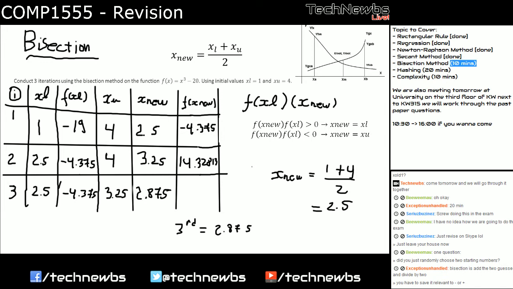Let me just try and... Okay, so it's not that bad. You see the value you get for fx new. This one. You times it by the value you get for fxl, and then you either get a negative or a positive value. And based on that answer, you decide where the value of x new goes into, and that's what you do.